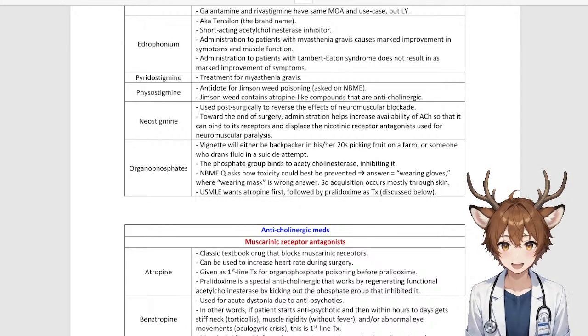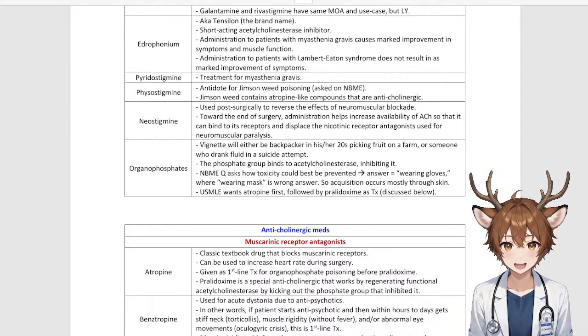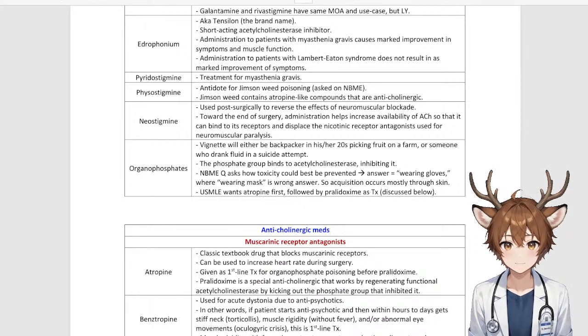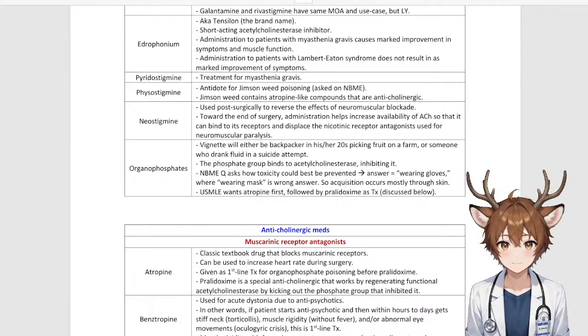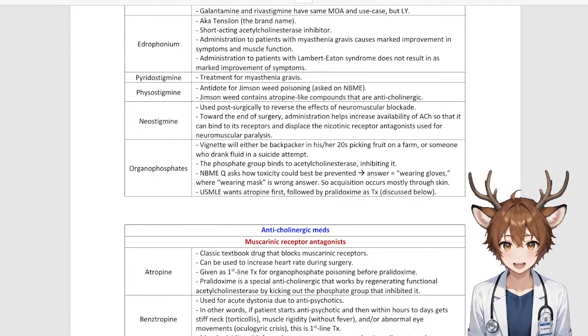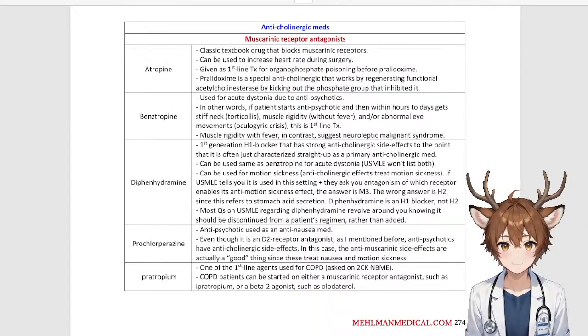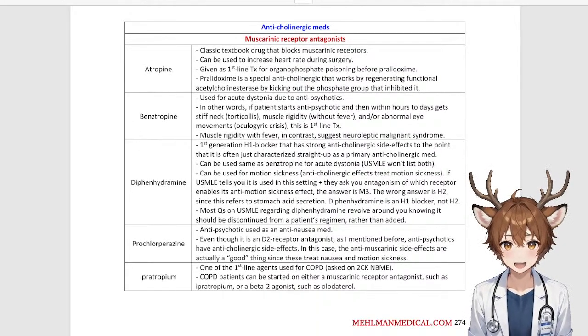If you have an atropine poisoning or a Jimson weed poisoning, which has an atropine-like compound, what do you give them? Physostigmine. So these are kind of counterbalancing effects of these agents. Some of them are simply toxins that you can be exposed to, and in the other cases we're talking about medications which have the intended reverse effect.